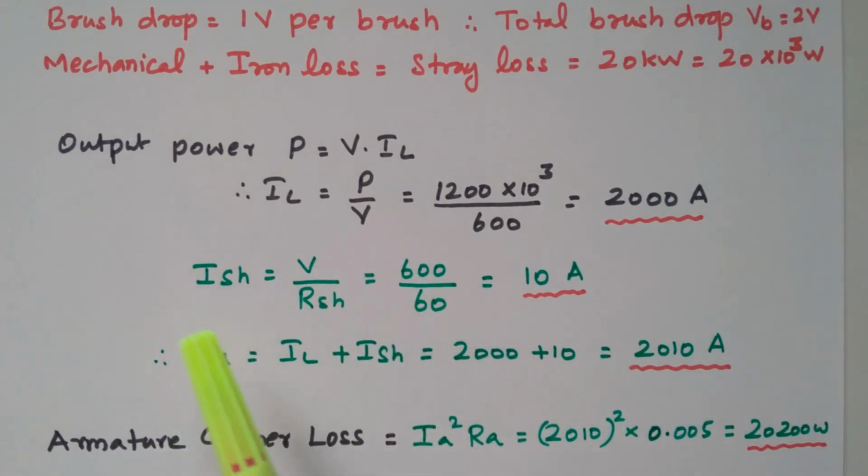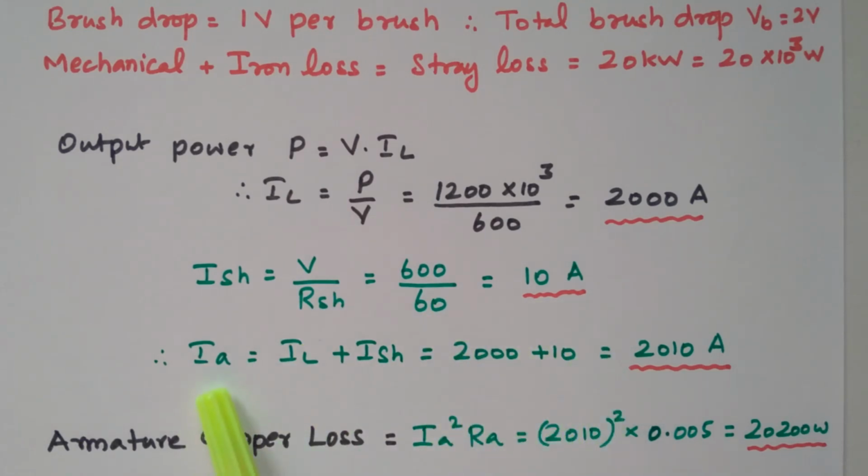Then shunt field current ISH. Because it is a shunt generator, ISH can be written as V divided by RSH, because the shunt field is connected across the armature, across the load. So the same voltage is applied across the shunt field. So ISH equal to V divided by RSH. The V is 600 volt divided by RSH 60, that is equal to 10 ampere.